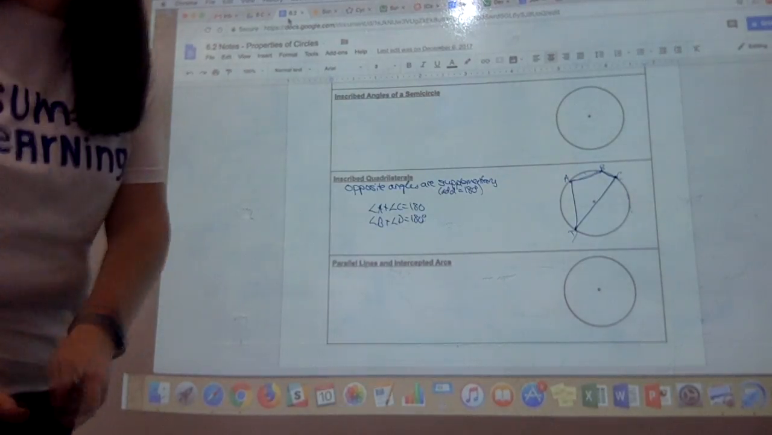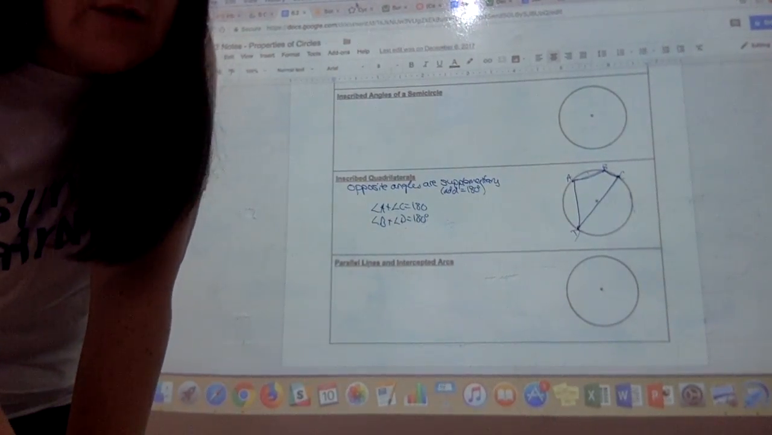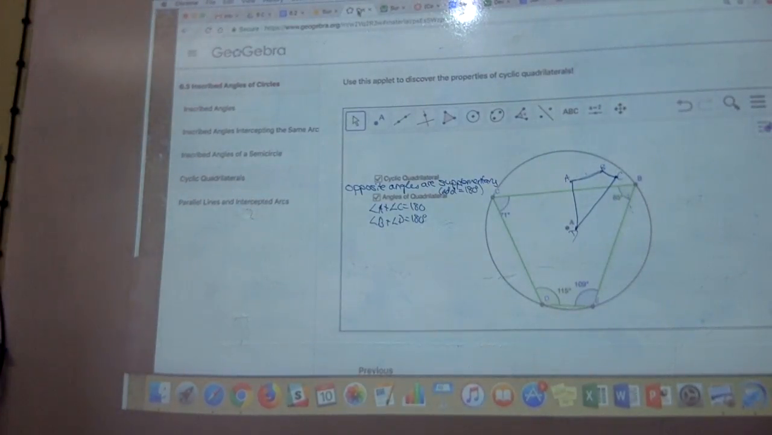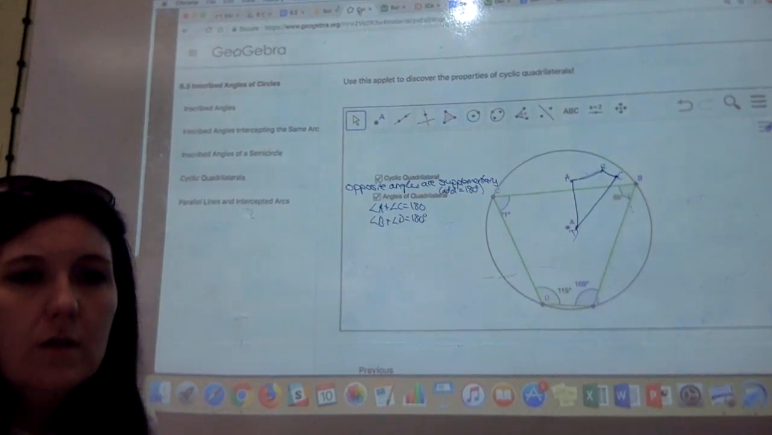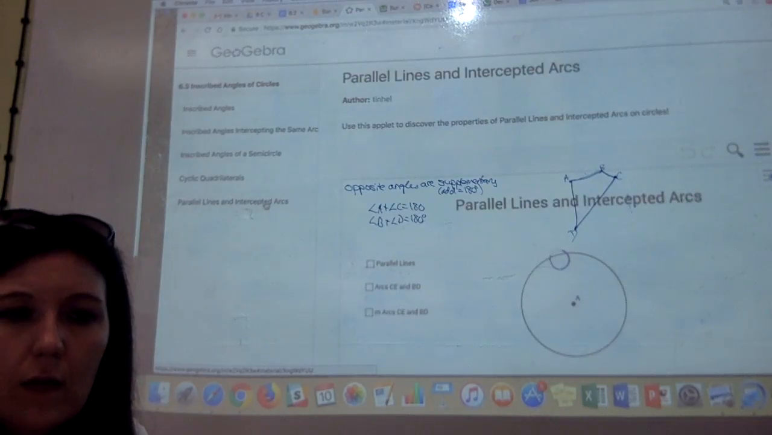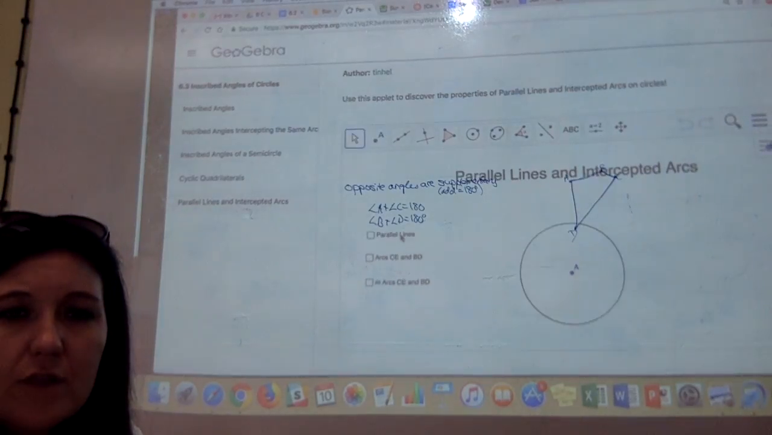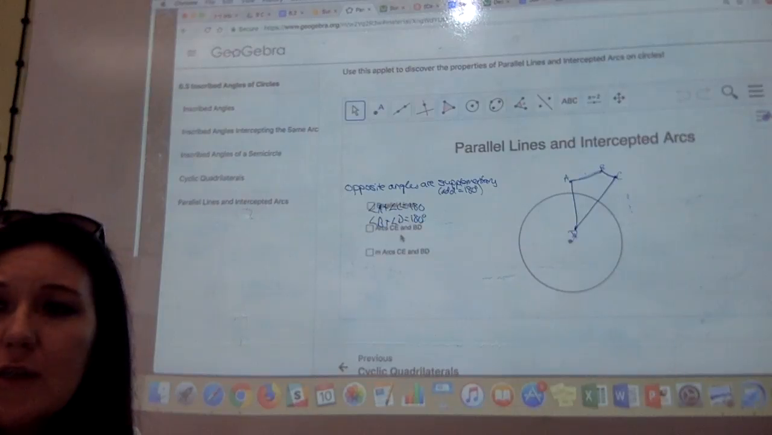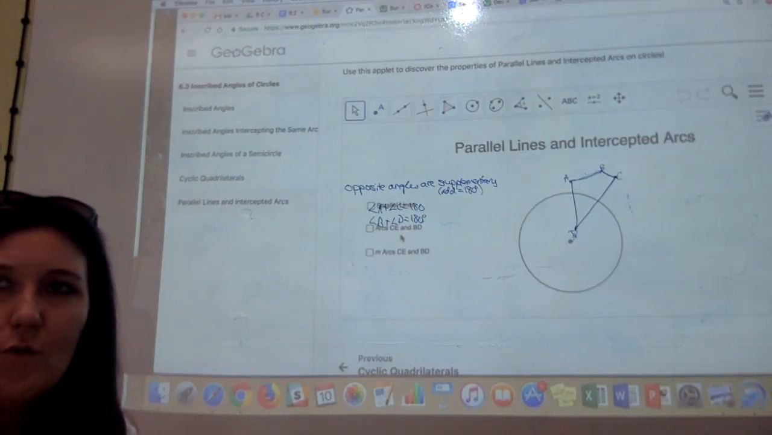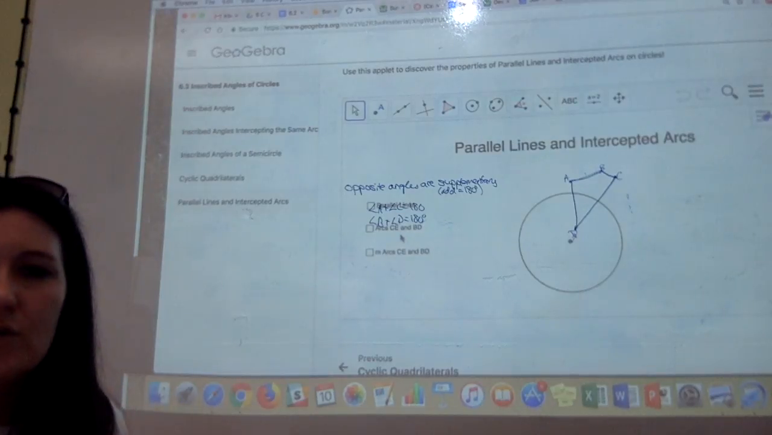All right, and then our last property is for parallel lines and intercepted arcs. Are we going to have to figure anything out for the trapezoids? If it's a trapezoid, it's not true. That's not a trapezoid, it's just any quadrilateral. So it works for squares, rectangles, any quadrilaterals.